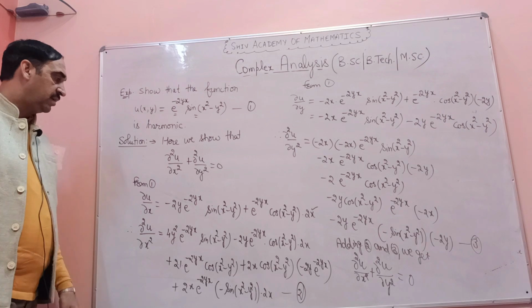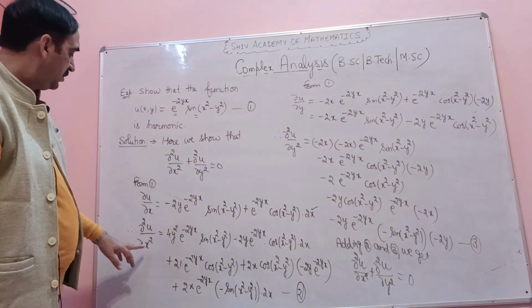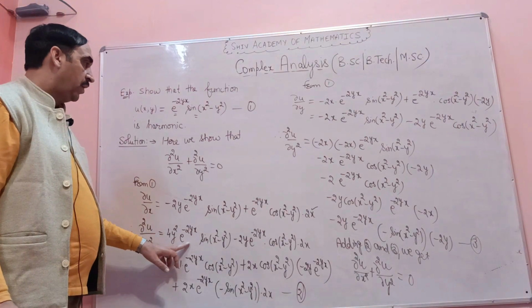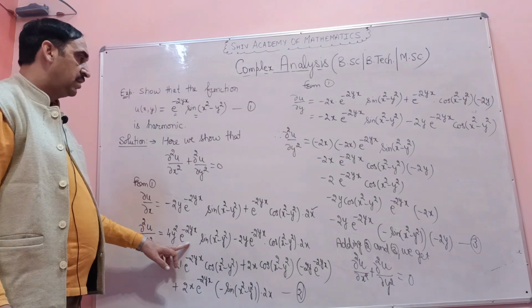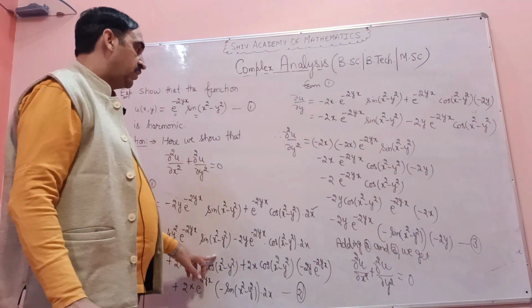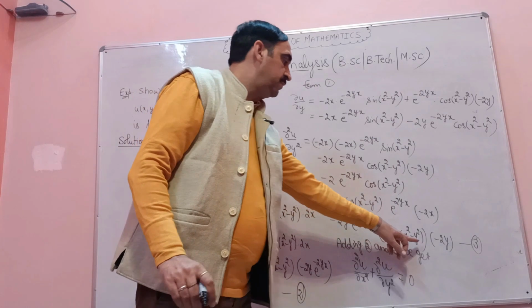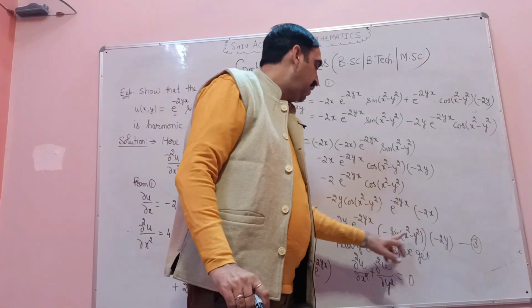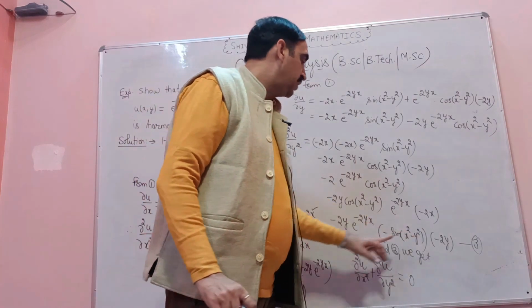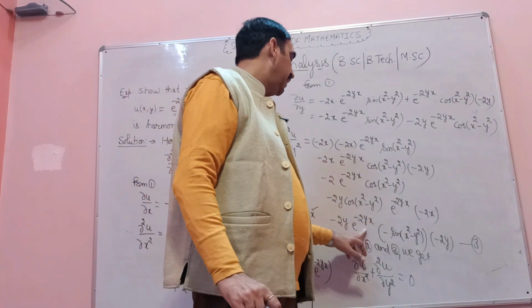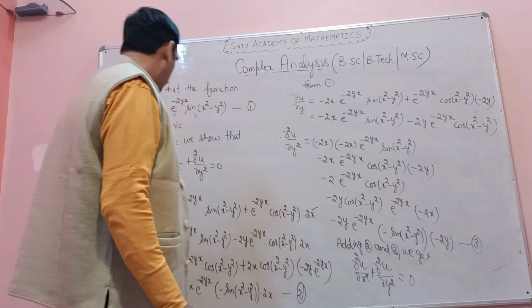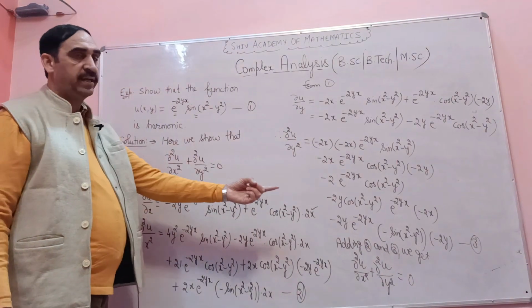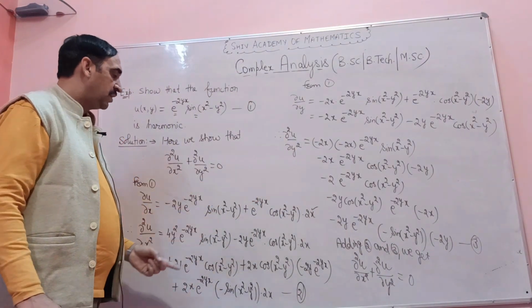Why? Look at this part. It is 4y square e to the power minus 2yx sine of x square minus y square. So if you look at this last term, it is 2y, 4y square, negative, negative, negative. 3 times negative means to say negative. So it is 4y square e to the power minus 2yx sine of x square minus y square. So it is plus, that is minus. So these two terms cancel out.